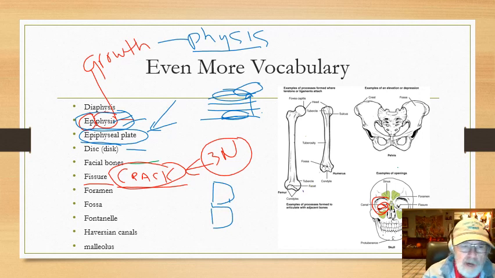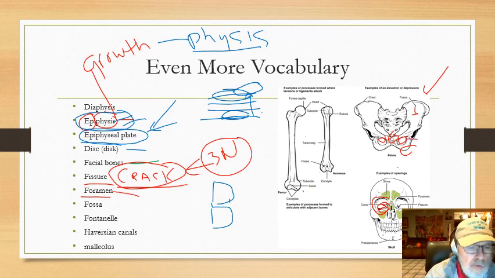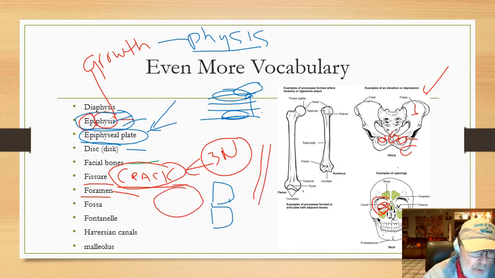Okay. A foramen. A foramen's a hole, okay? Now, if you look right here, this is the pelvis. This is that ilium that we talked about before. Here's the ischium, and this right here would be the pubis, okay? There's a little hole right there, and that little hole is called the obturator foramen. Where a fissure is a crack, a foramen is a big hole, okay?